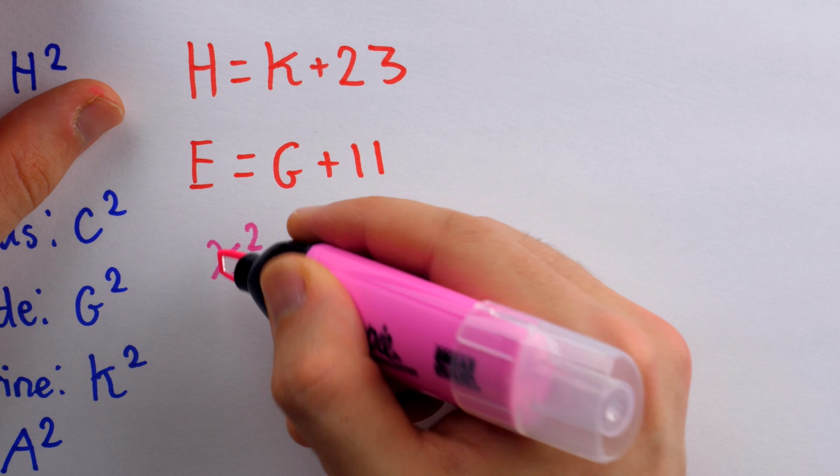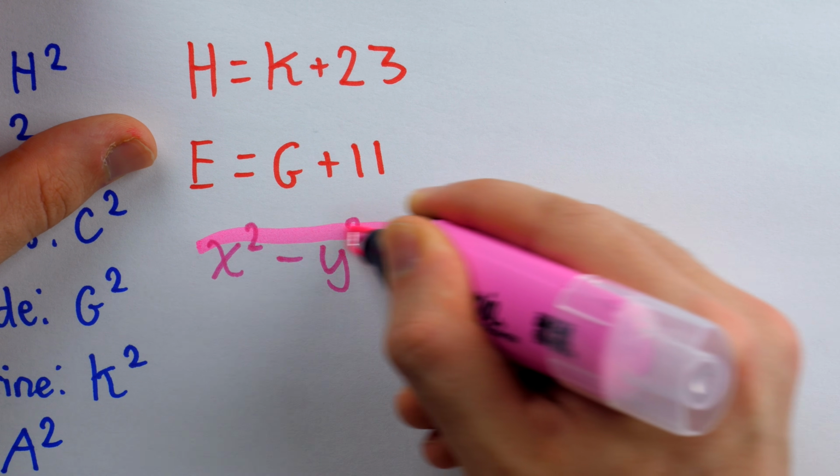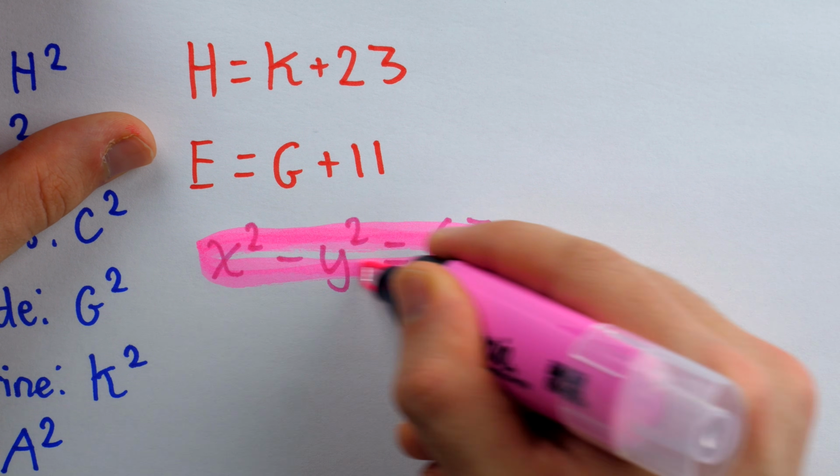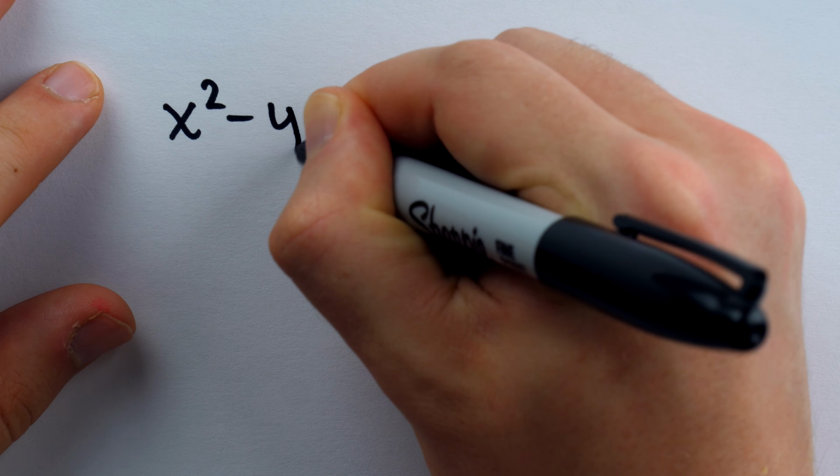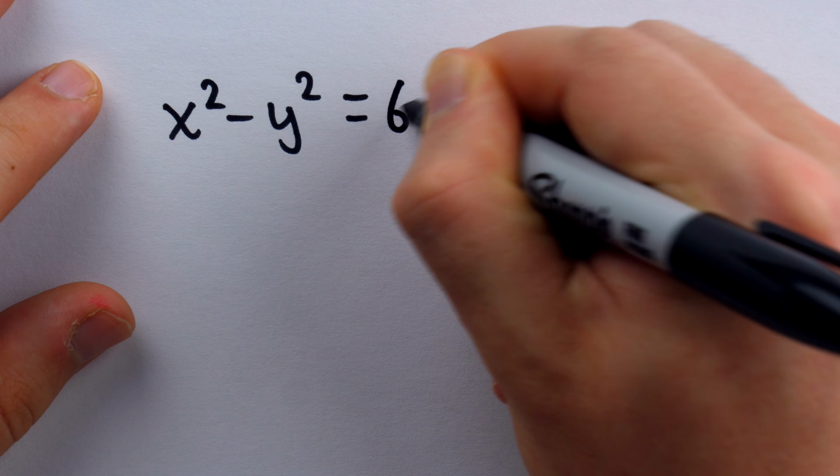Let me try out my snazzy new highlighter to highlight this important part. X squared minus y squared equals 63. Oh yeah, that is cool. All right, so let's see what we can learn from that equation. X squared minus y squared equals 63.